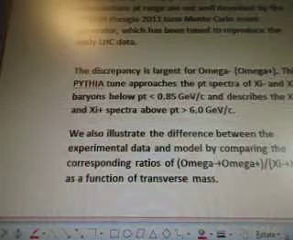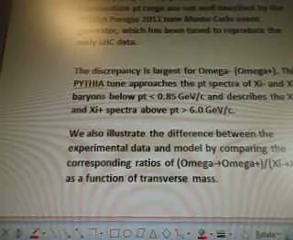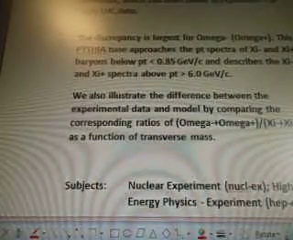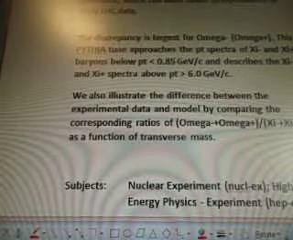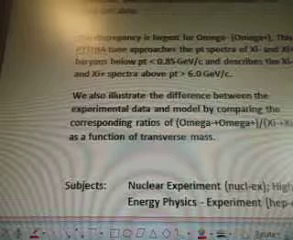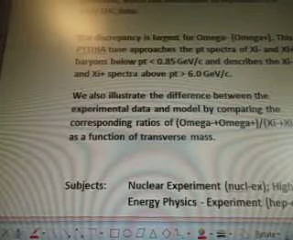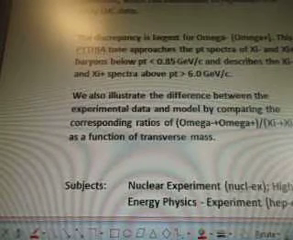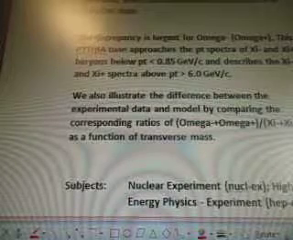This PYTHIA tune approaches the pT spectra of xi and xi plus baryons below those symbols and describes xi and xi plus spectra above those symbols. We also illustrate the difference between the experimental data and model.